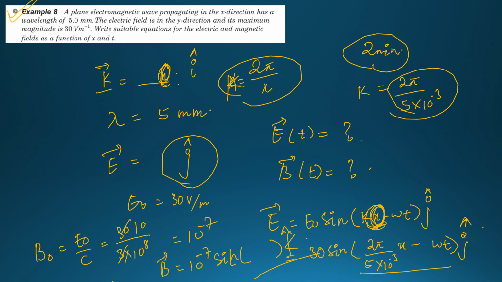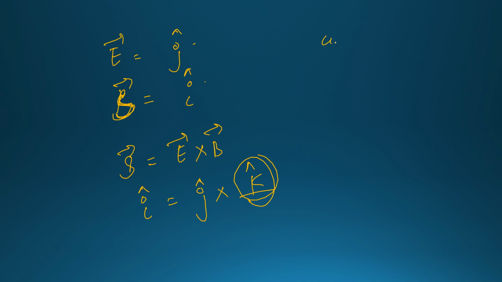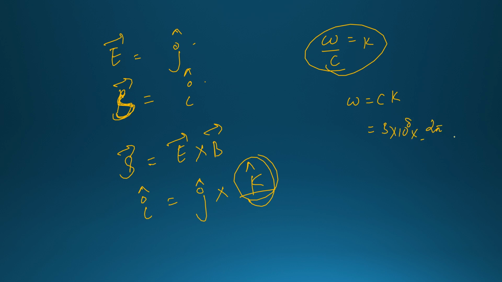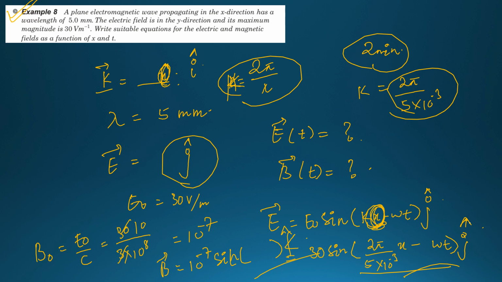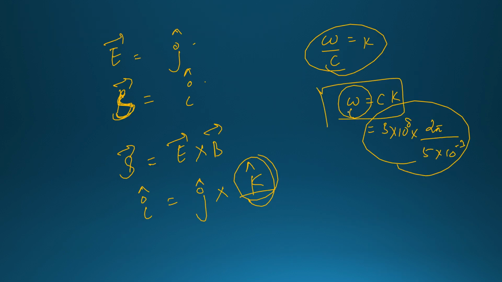I hope you understood. Oh yeah, one thing, sorry. We can calculate omega. Omega by C is equal to K. This is another formula. So omega is equal to C K. C is 3 into 10 to the power 8 into 2 pi by lambda, that is 5 into 10 to the minus 6. So this is omega. You can calculate omega here and just put. So please remember these formulas, don't forget them. Omega is equal to C K.